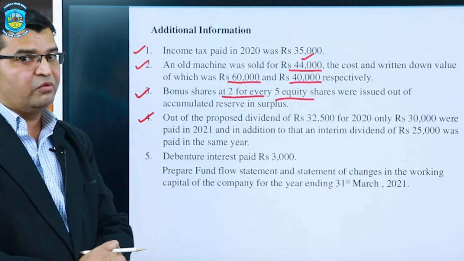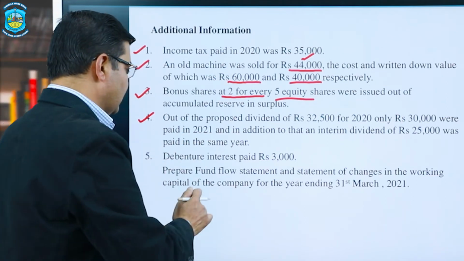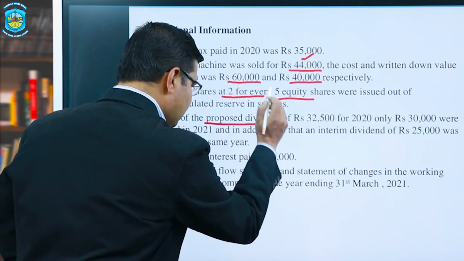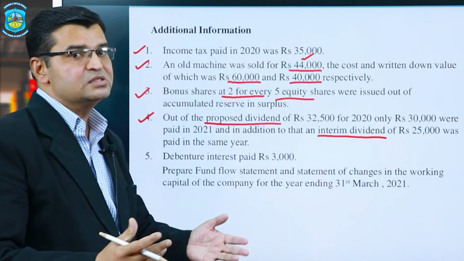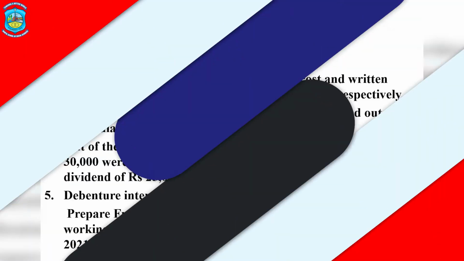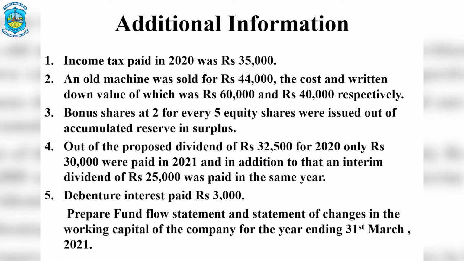Here there are two types of dividend in this question. The first dividend is the proposed dividend and the second dividend is the interim dividend. Both the dividends we are paying to our shareholders. Then the fifth point is debenture interest paid, rupees 3,000. It is also one of our expenses. So while solving this question, I'll tell you where it should be written. On the basis of all this additional information, we have been asked to prepare this funds flow statement.